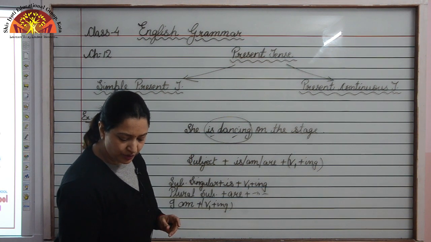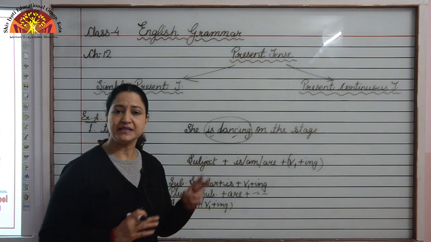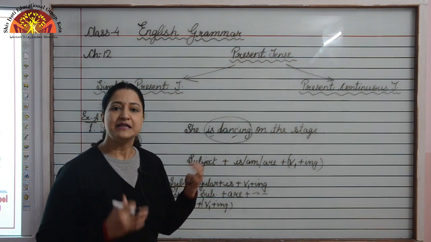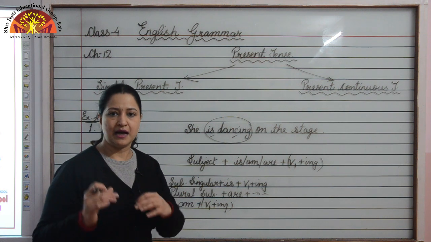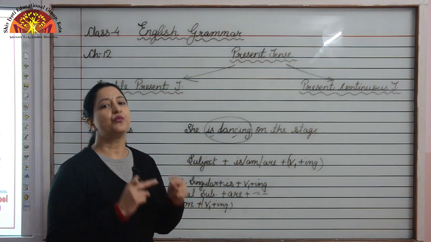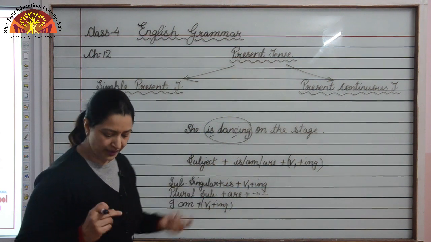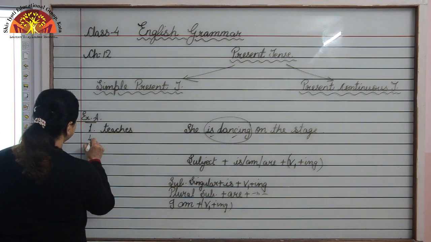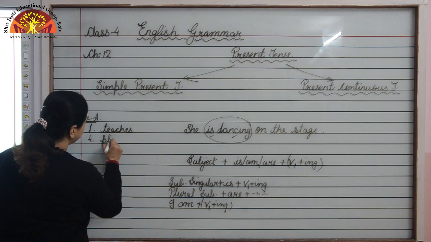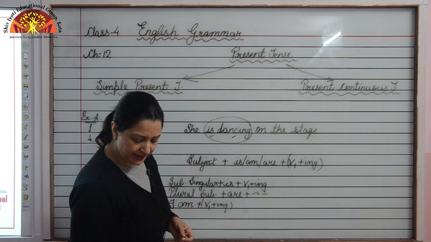Okay, now come to number 4, we. Now here the subject is plural, we. We dash basketball every day. Now here the subject is plural, so we will use play as it is. We play basketball every day. So number 4 is play.